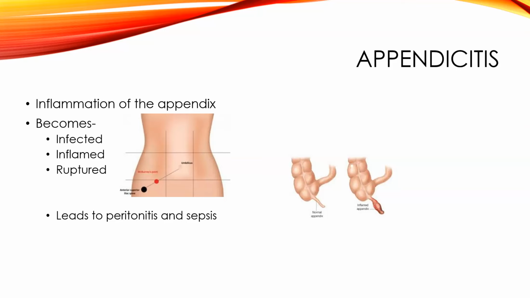So again, if it ruptures, you now have fecal matter that's being expelled out of the intestinal tract and into the abdominal cavity, and this will lead to peritonitis and possibly sepsis, because now you've got intestinal content that is now in the peritoneal area, and that could lead to a blood infection.